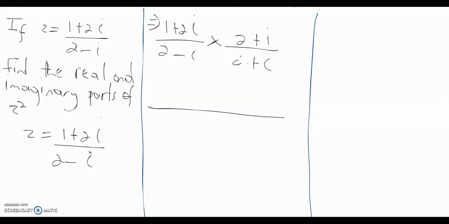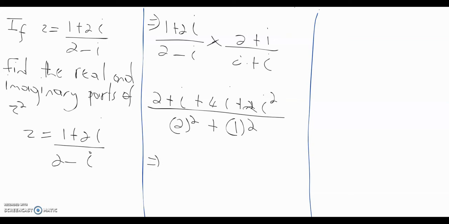Now let us deal with the denominator first. When we multiply two conjugates, as you know, it's the real part squared, so that's 2 squared, plus the imaginary part squared, that's 1 squared. Let's go ahead and multiply the numerator. So we have 1 times 2, which is 2. 1 times i, which is i. 2i times 2, which is 4i. Then, of course, 2i times i, which is 2i squared.